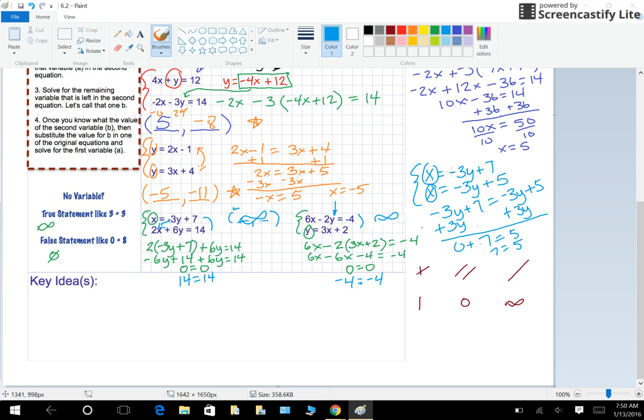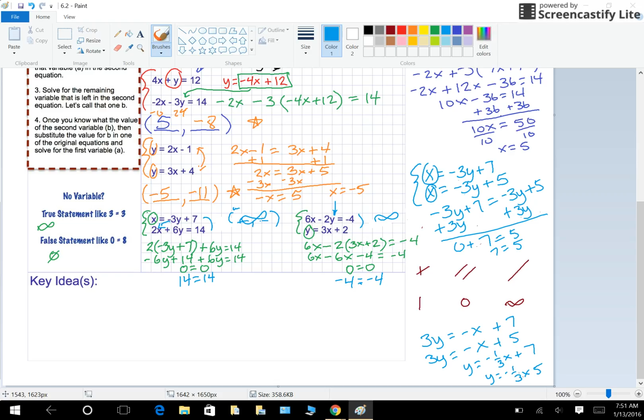Now this happens to be x equals negative 3y plus 7. So if I wanted to put it in slope-intercept form, it would look like this. 3y equals negative x plus 7. And the other one would be 3y equals negative x plus 5. I'd have to divide by 3 on both of them, so eventually I would end up with y equals negative 1/3 x plus 7, and y equals negative 1/3 x plus 5. Notice that the slopes are the same on the line. The only thing that's different is the y-intercept.